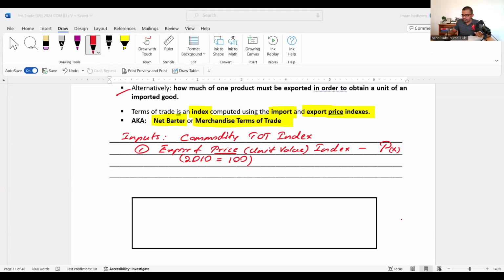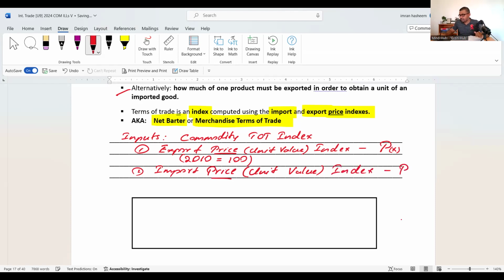Number 2. What do we say then? Import price. What is price called? The unit value. So we have to say it properly. We don't call it export price unit value. We either say export price or unit value. Import price or import unit value index.